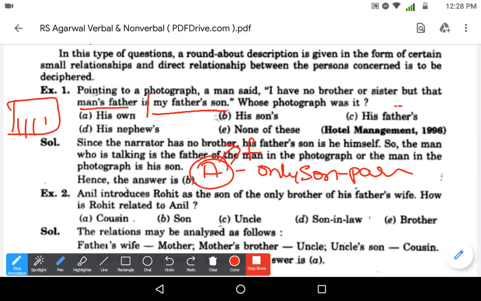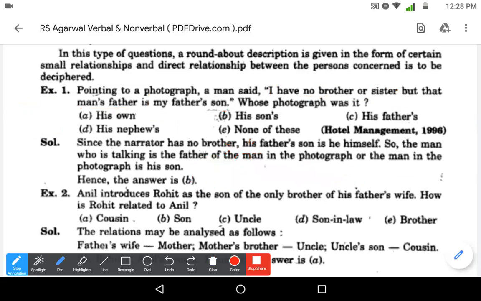So what you are supposed to understand here is, since he doesn't have any brother or sister, my father's son is A only. A is the son of his father. So let's read it once again for you to understand it better. I have no brother or sister, but that man's father is my father's son. So that man's father, my father's son, is A.